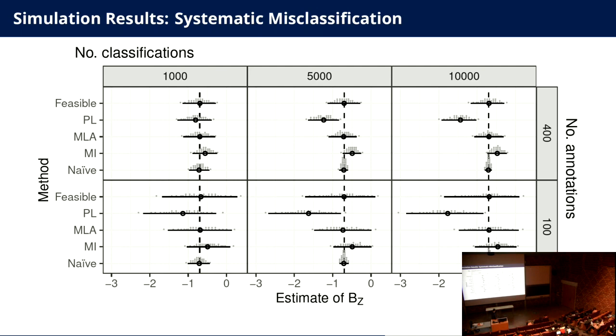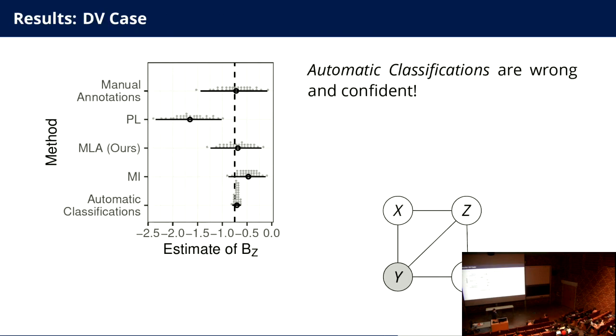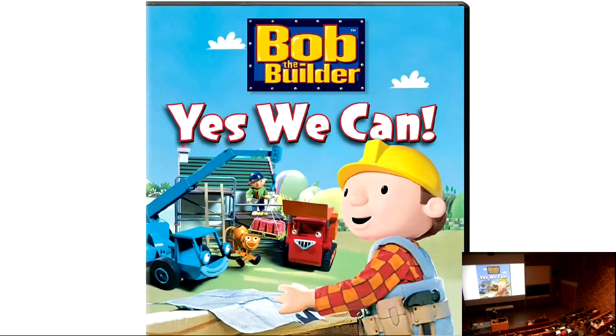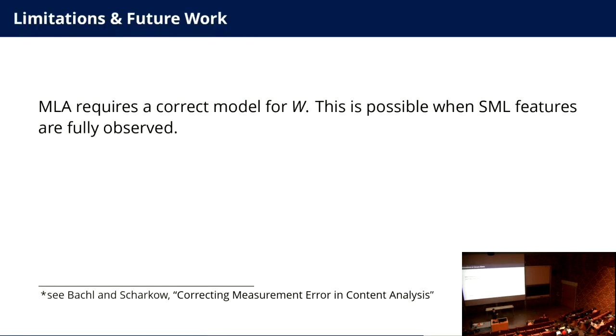And then, when we have systematic misclassification, again, only our method was able to deal with this one. But even it doesn't get that much additional statistical power from the classifier in this case. If you turn up the accuracy of the classifier, it does a little better. So in sum, the automatic classifications were wrong, and they were confident. The pseudo likelihood method didn't fix a systematic error. Multiple imputation didn't work in the DV case, but the maximum likelihood method worked and was consistent, though there's potentially some room to improve efficiency. So in sum, yes, we can. And I'm going to talk about some limitations and future work.